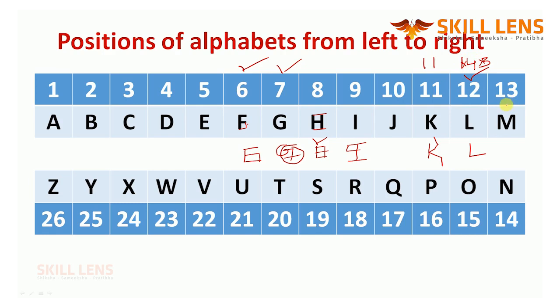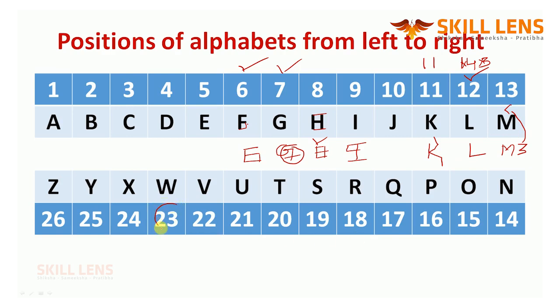Okay, M. Guys, if you keenly observe the letter M, how to remember this particular letter? If you closely observe, M is like this. If you rotate it by 90 degrees, it will look like this, which is nothing but a 3. So the 13th letter looks like 3.